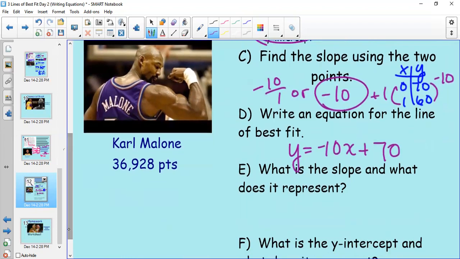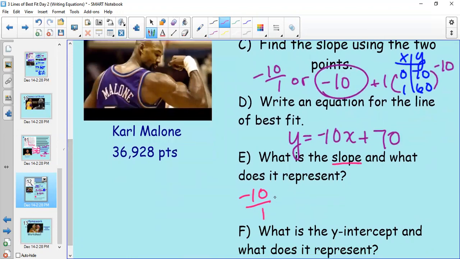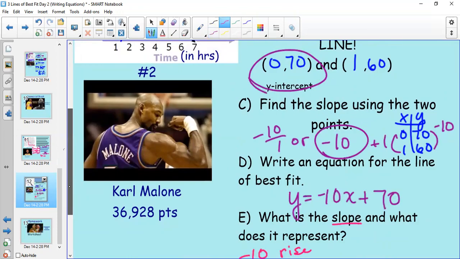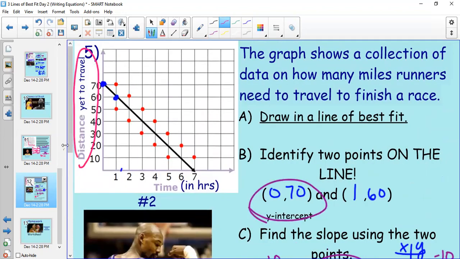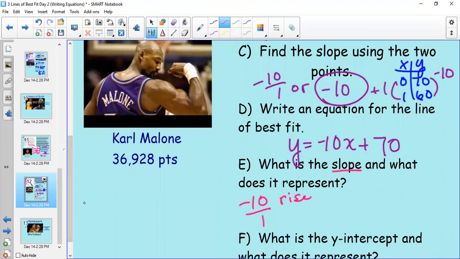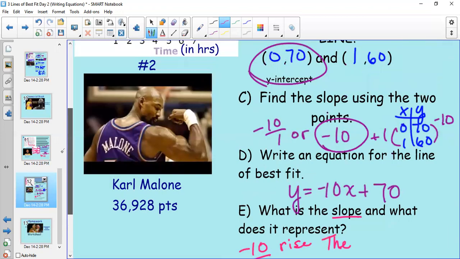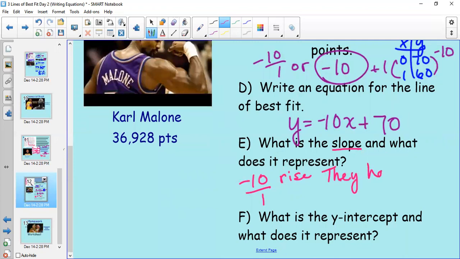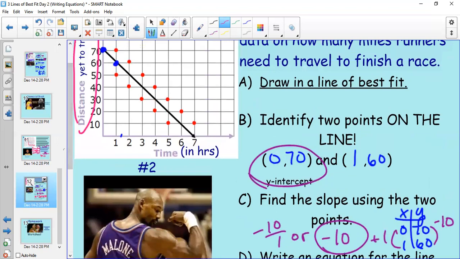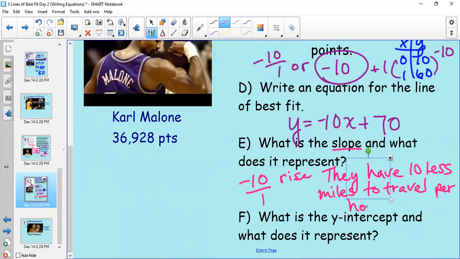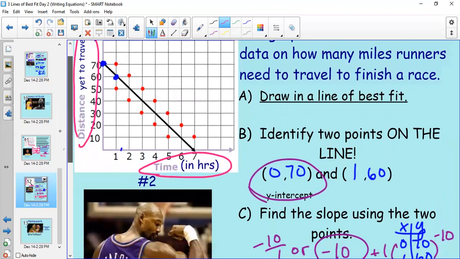And let's talk about what those 2 parts mean. So what is the slope? That was -10 over 1. So something is dropping 10. But what? Well, let's check our rise. The distance yet to travel. It doesn't say if it's in miles or what, but let's pretend it's miles. They have 10 less miles to travel per hour they ran.